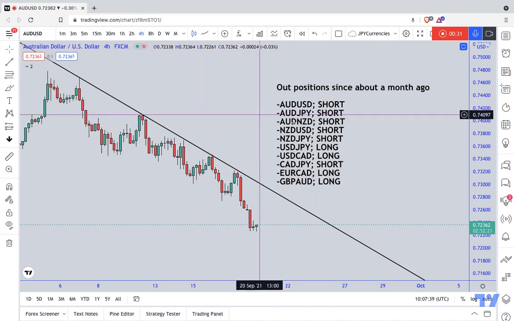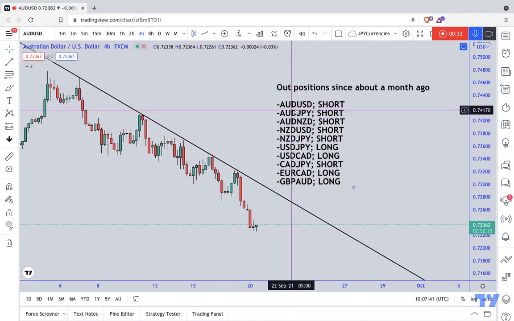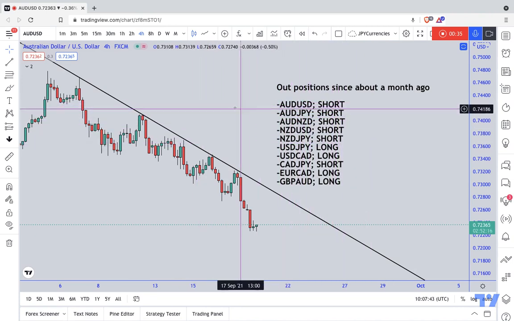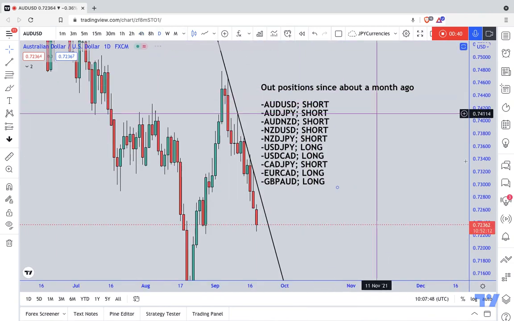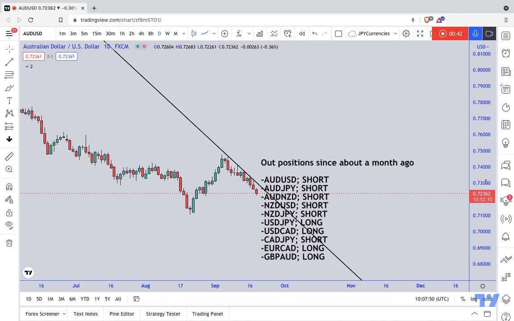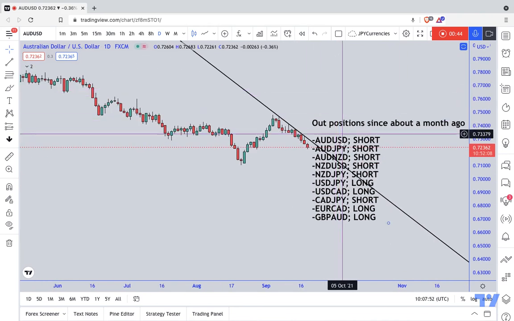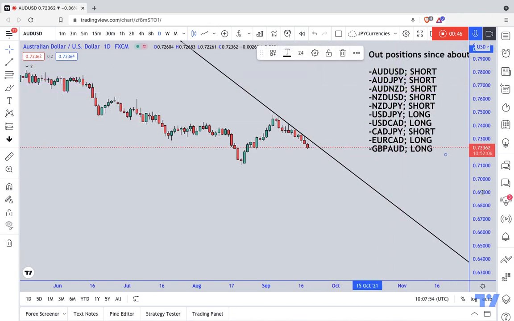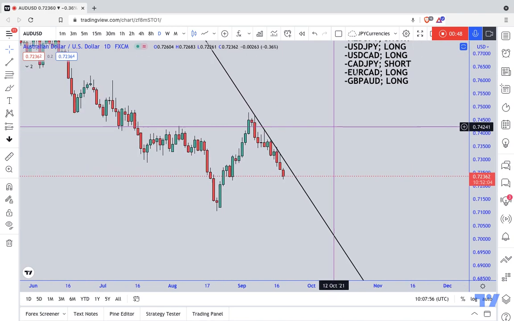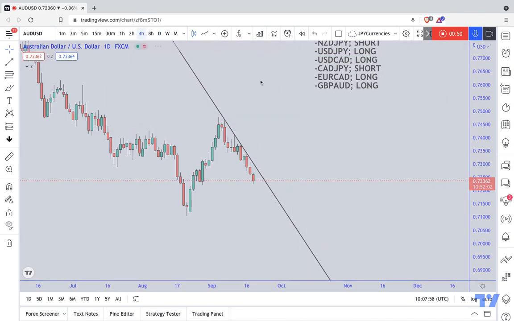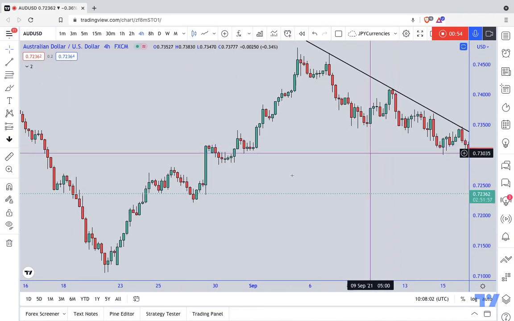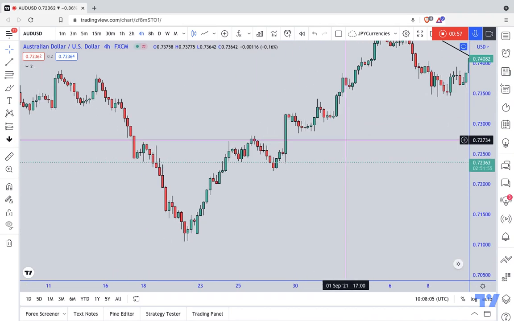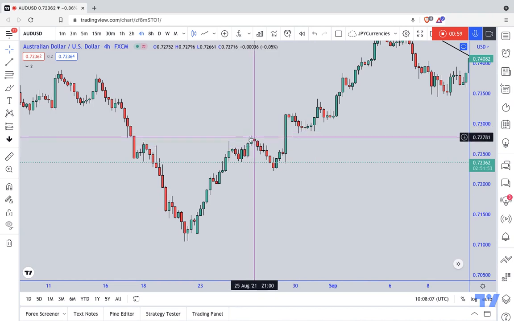Okay. So let's start off with Australian dollar, US dollar. We have a short position on it. So when did we enter a short on this currency pair? Let me go back to the 4-hourly chart. We entered short around right here, somewhere around this area.